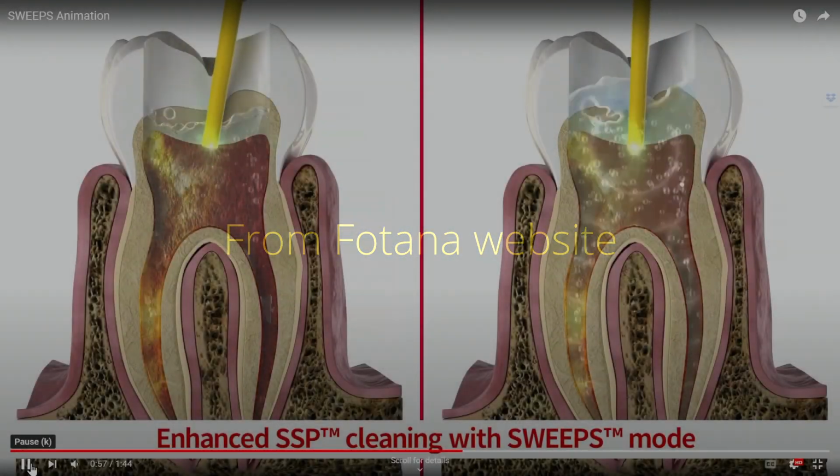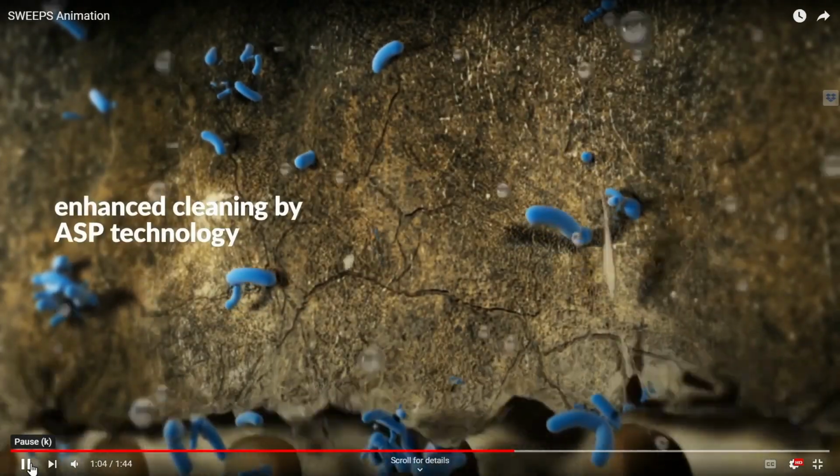Now I'd like to play a section of the video from the Fotana website, giving a cartoon animation of how the laser debrides the dentinal wall of biofilm.